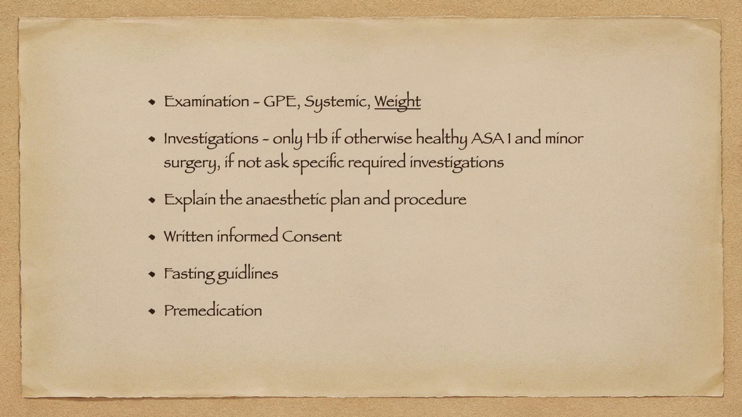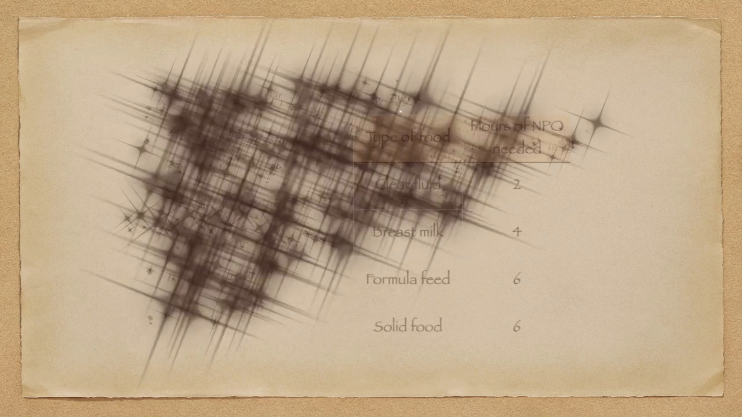Investigations: only Hb if otherwise a healthy ASA 1 patient and the surgery is minor. If not, ask for the specific required investigations. Explain the anesthetic plan and procedure to the patient party. Okay, take a written informed consent, and then explain the fasting guidelines which are required, and premedications.